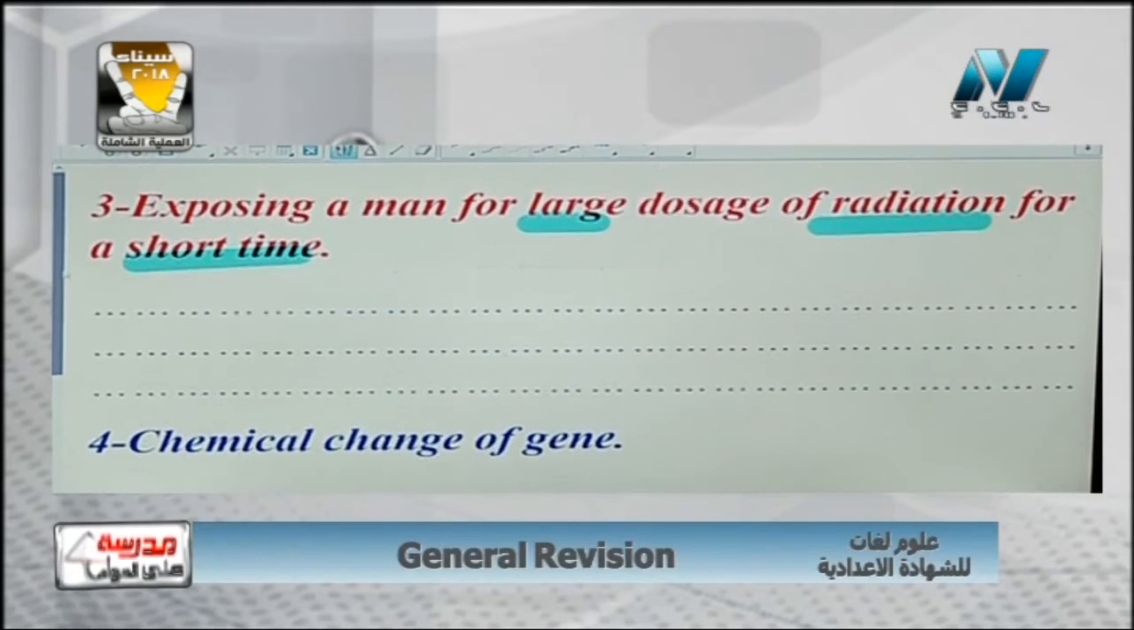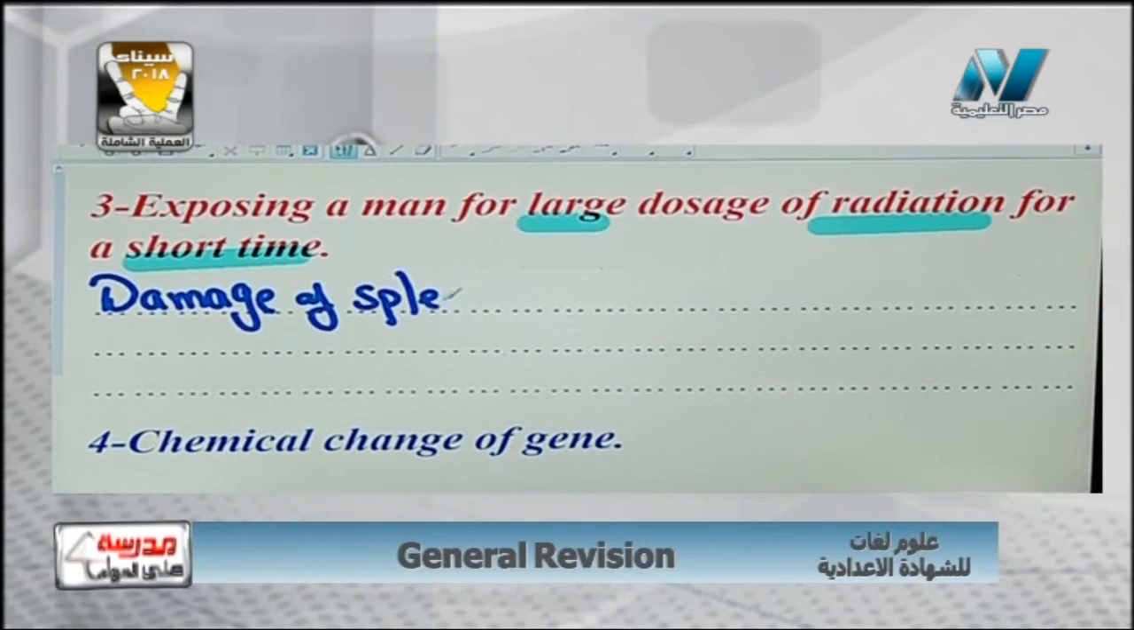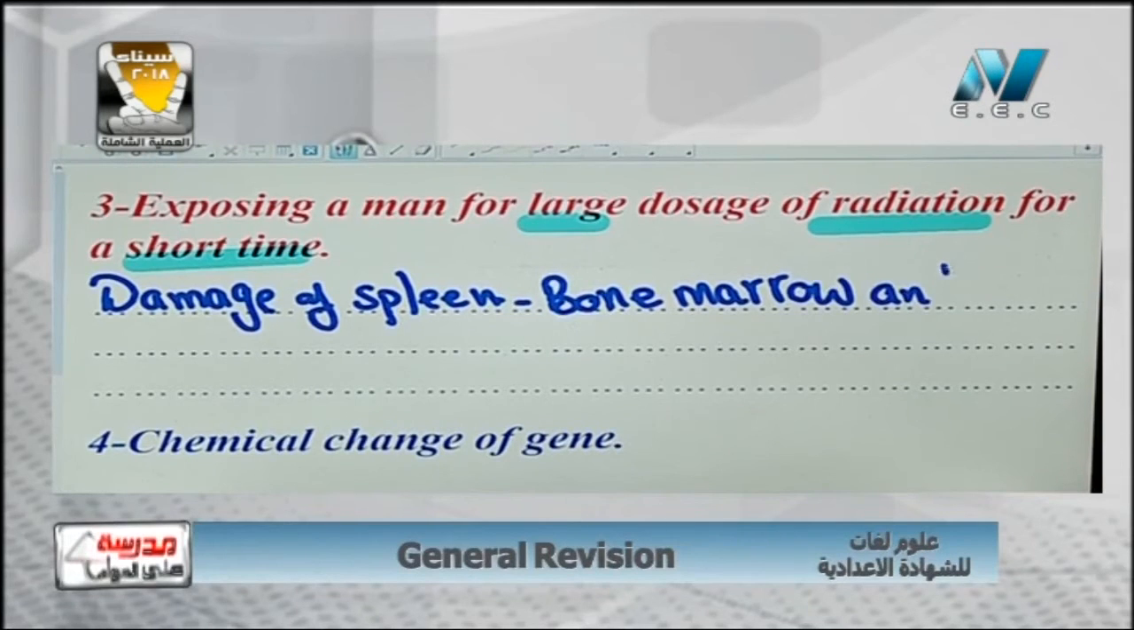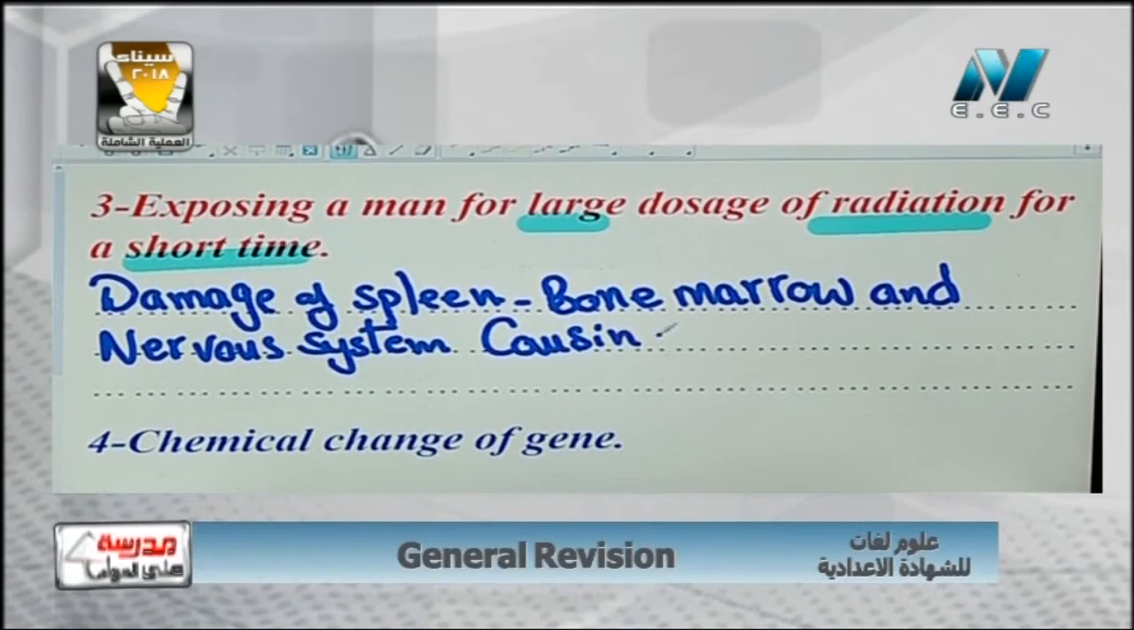symptoms. So the first thing I will say is damage of the spleen (الطحال), bone marrow (نخاع العظم), and the nervous system (والجهاز العصبي), such as the brain and spinal cord, causing vertigo and nausea.